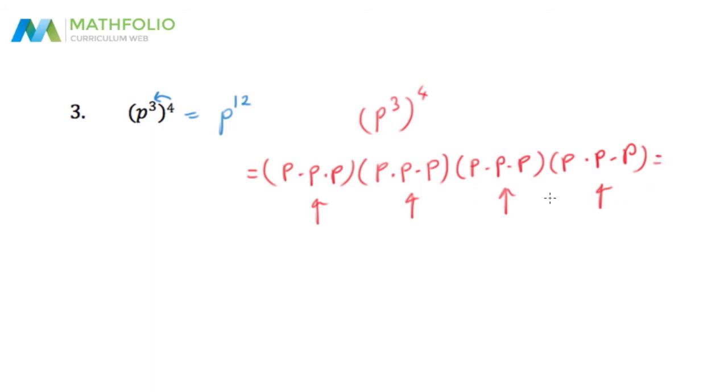So if you look across and you add up how many p's are actually multiplying themselves, we've got 3, 4, 5, 6, 7, 8, 9, 10, 11, 12. We've got p multiplying by itself 12 times. As you see, it's the same result as we get if we just remember the rule that we multiply the exponents. And again, this is the power law of exponents.